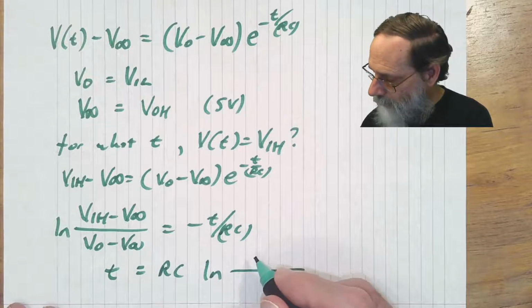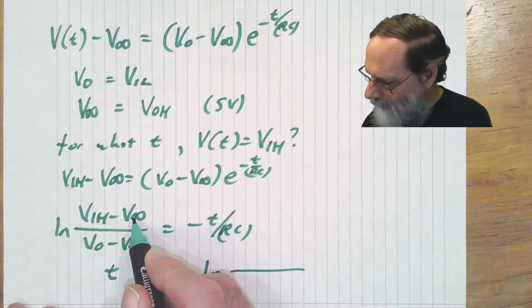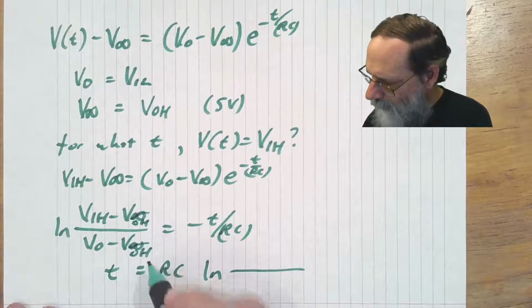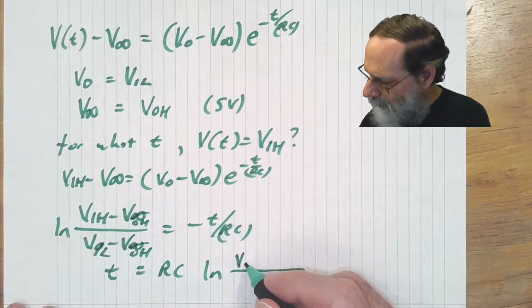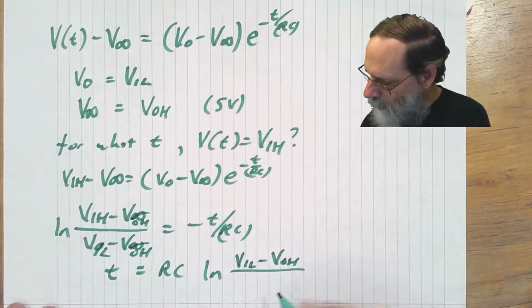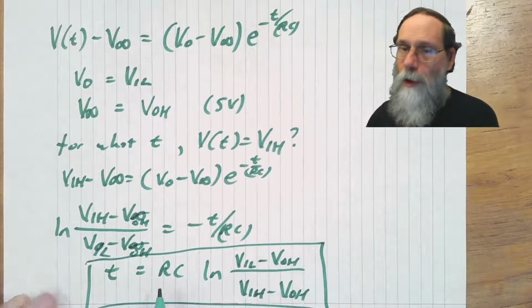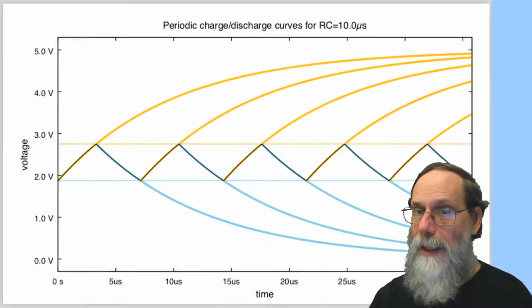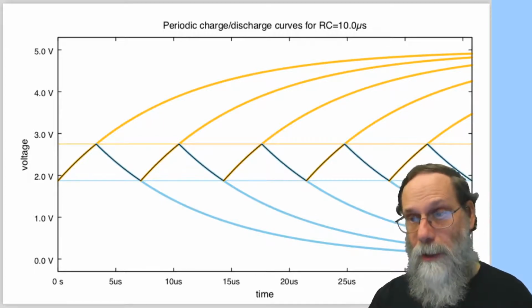Oh, I shouldn't have written this as V0 and V infinity. I should have written that V infinity was VOH, and V0 was VIL. Okay, so flipping that upside down, we have VIL minus VOH over VIH minus VOH. And that is the time for the yellow curve here, the charging up from VIL to VIH. You can do a similar sort of calculation to get the curve coming down.